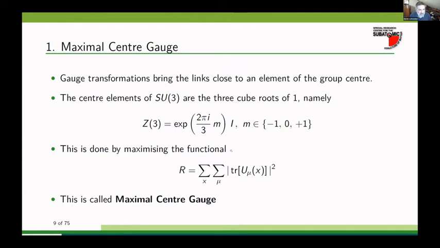You introduce a gauge functional and you perform gauge transformations to maximize this. You can see we're summing the trace of the link variables, and the mod squared just makes it clear we don't care which phase we get. We simply want these links to become as close to the identity as possible so that we can capture the information that we're after. So this process is called maximal center gauge, and everything I show you today will be in maximal center gauge.